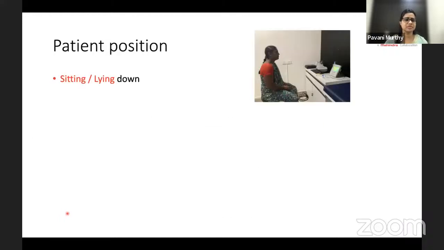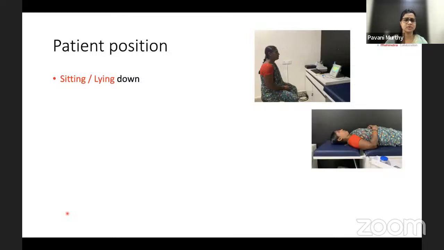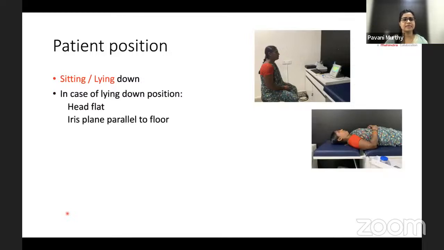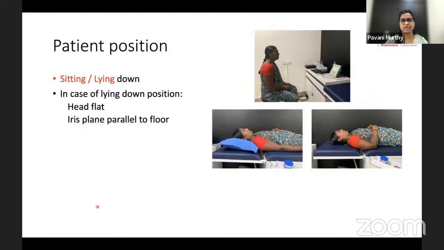So make sure that the patient is either sitting or lying down according to your convenience, and make sure that the patient's head is flat. This is a wrong position. Putting a pillow will make the iris plane not parallel to the floor. So make sure that the head is flat and the iris plane is parallel to the floor.